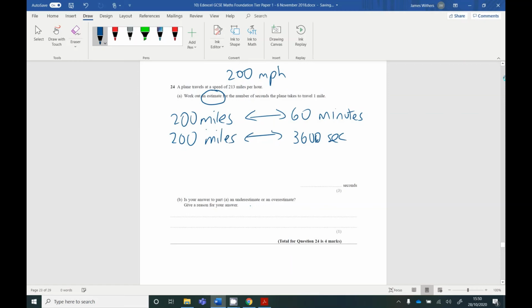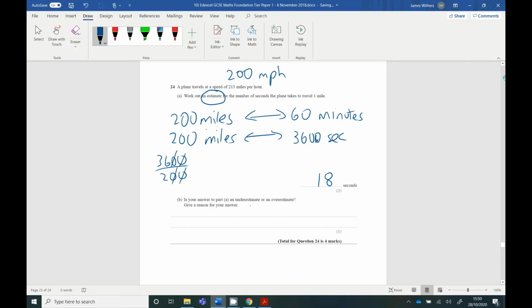Now we want to work out an estimate for the number of seconds the plane takes to travel 1 mile. So 200 miles, 3,600 seconds. So 1 mile is going to be 3,600 divided by 200. So cancel a naught again. It's 36 divided by 2, which is 18 seconds.